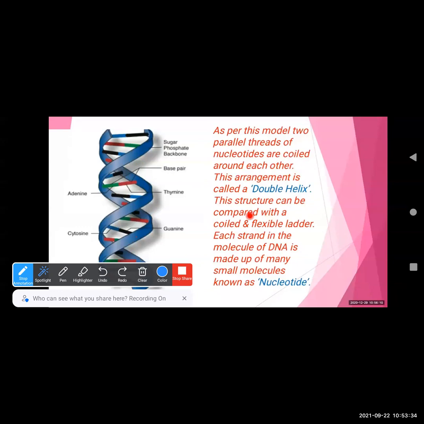This structure can be compared with a coiled and flexible ladder. Right? You must have seen a ladder. When you coil that ladder, you will get such kind of structure. Each strand in the molecule of DNA is made up of many small molecules known as nucleotides. Right? So here we will see the components of the DNA molecule.